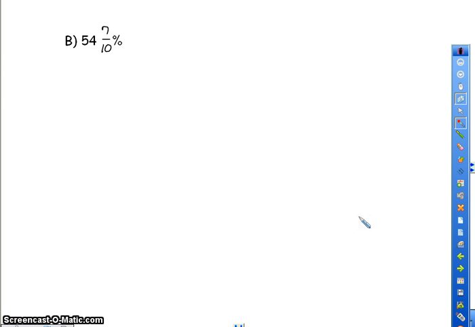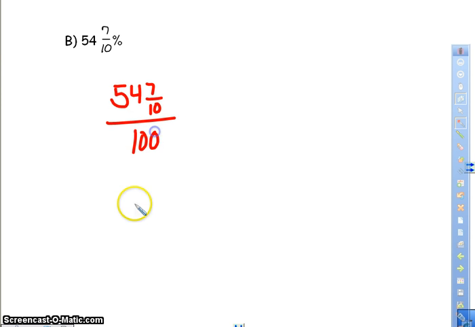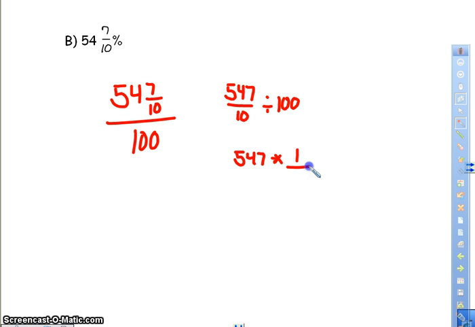Next, 54 and 7/10%. Now this one's a little bit more complicated. We're going to put 54 and 7/10 over the number 100. What you're essentially doing is dividing that by 100. So I'm going to change this to an improper fraction: 10 times 54 is 540 plus 7. And I'm going to divide it by 100. When you divide by 100, it's the same thing as multiplying by 1/100th.